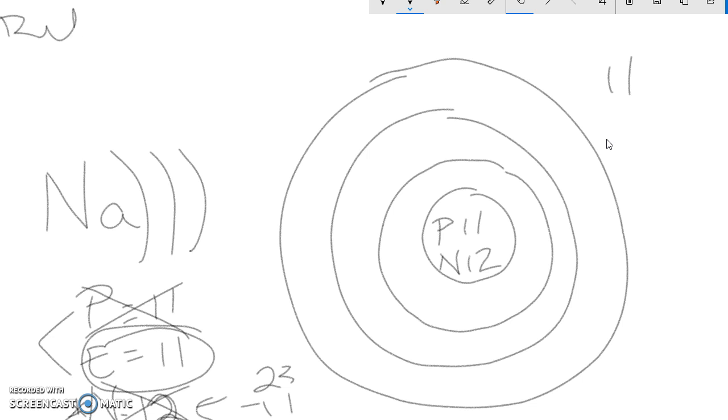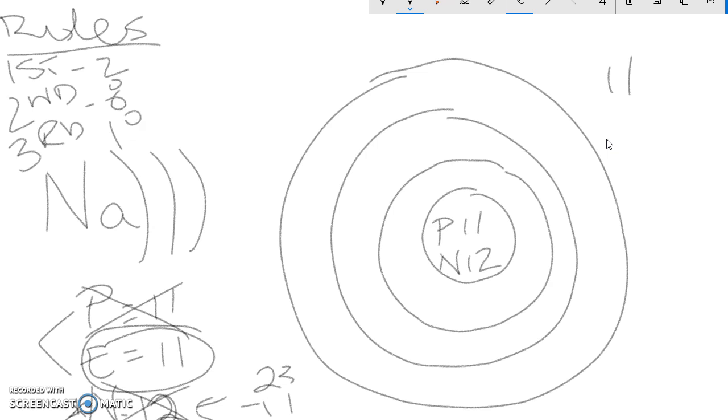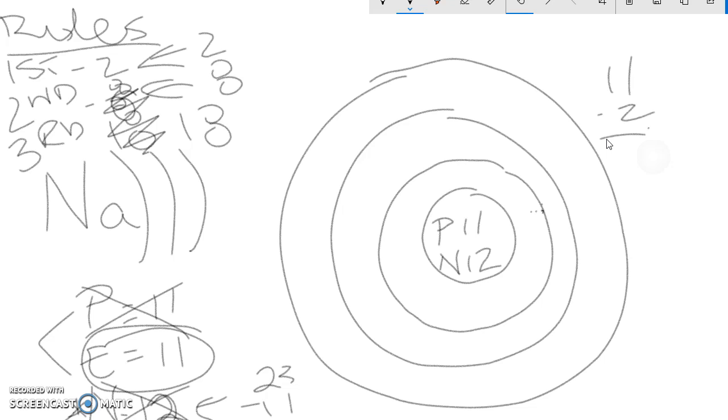Now your rules are: the first energy level holds 2, the second holds 8, and the third can hold up to 18. Okay, this is 2, 8, and then 18. So we know that the first energy level, the very first one right here, can hold 2. So I'm going to subtract that, because that's how many I'm going to put in there.